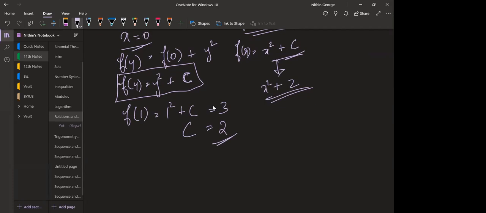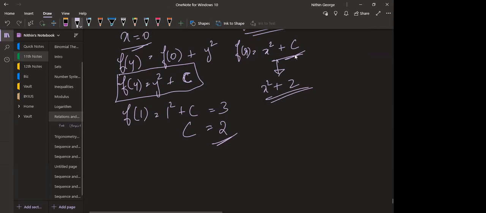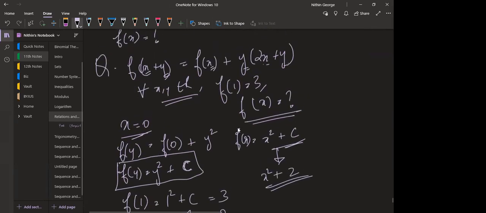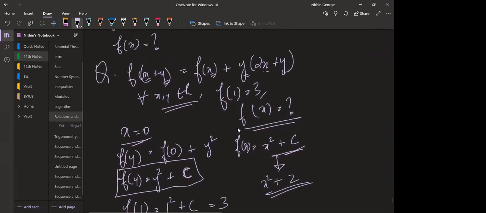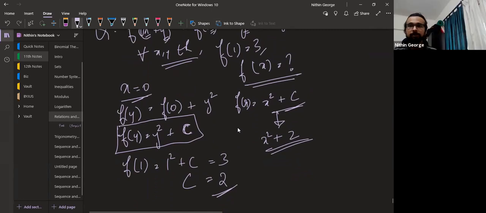Yes, sir. The rest of you. There are a few more here. Sir, how did you take f of x is equal to x square plus c? I got f of y equal to y squared plus c.